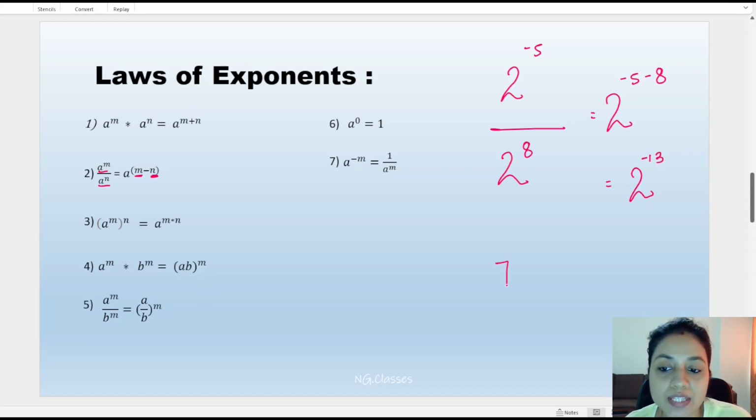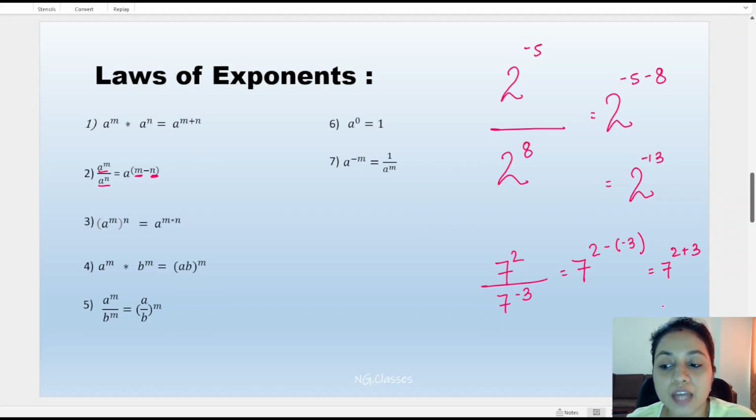Similarly, if we are having 7 to the power 2 divided by 7 to the power minus 3, again we will do the subtraction of the powers because the bases are the same, and from the numerator's power, that is from 2, we will subtract negative 3 like this. Eventually it will become 2 plus 3, which will result in 7 to the power 5.